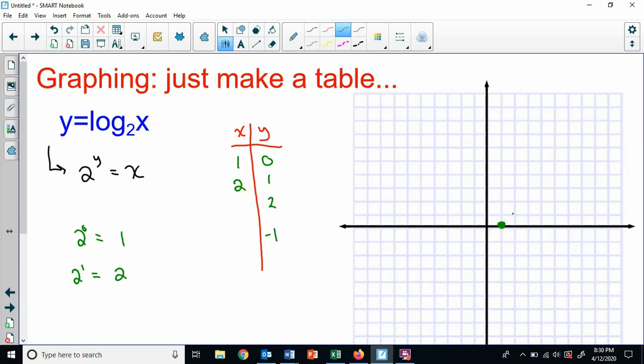If I put a 2 in there, 2 to the 2. Let's see, 2 squared is 4. So I got the point 4, 2. Heck, we could do another one. We could put a 3 in there for fun. And 2 to the 3. That'll give me an 8 coming out. So that's 8, 3.